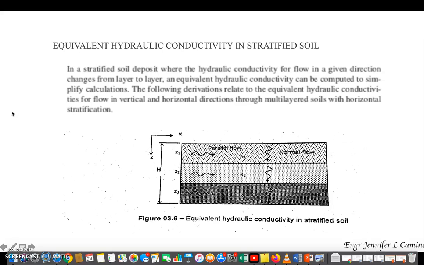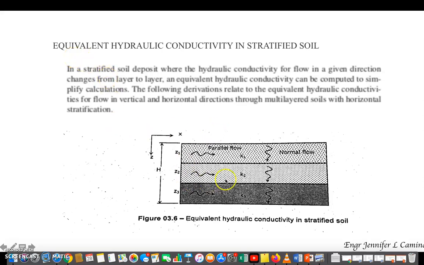For example, you have a borehole from 0 to 5 meters depth with a certain hydraulic conductivity. From 5 meters to 10 meters, you have a different hydraulic conductivity. From 10 meters to 15 meters, you have another different hydraulic conductivity. So for example, you are after the hydraulic conductivity from 0 to 15 meters. Since for every 5 meters they have different hydraulic conductivity, you can get the hydraulic conductivity for 0 to 15 meters by computing the equivalent hydraulic conductivity.